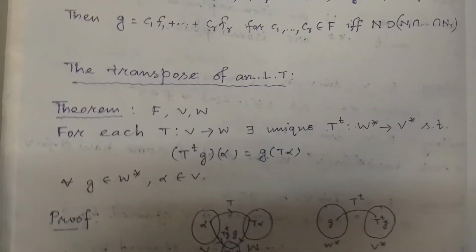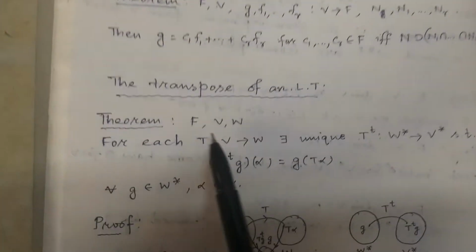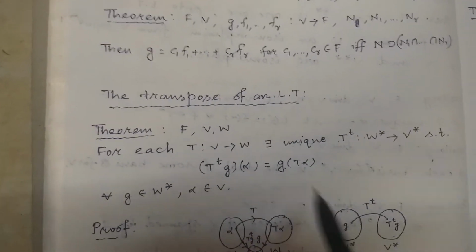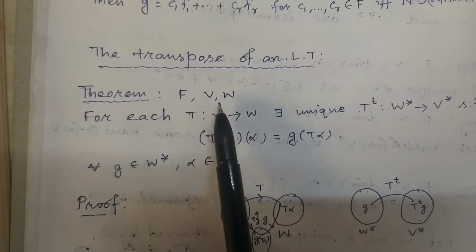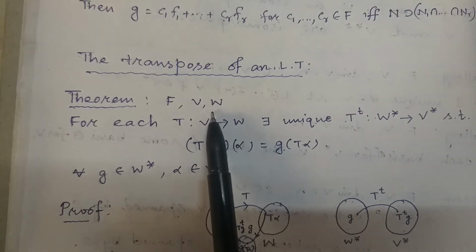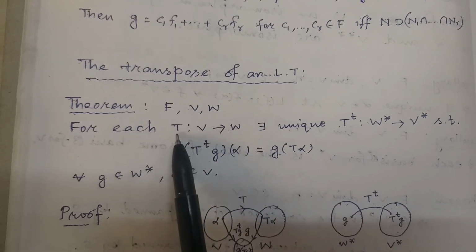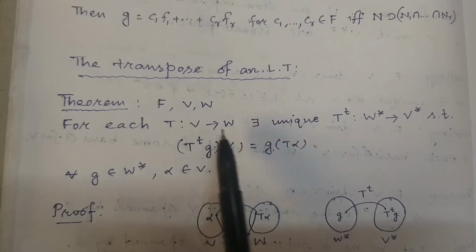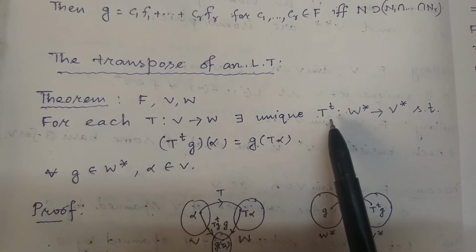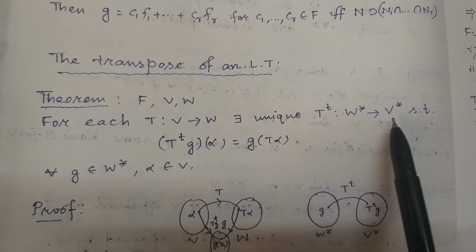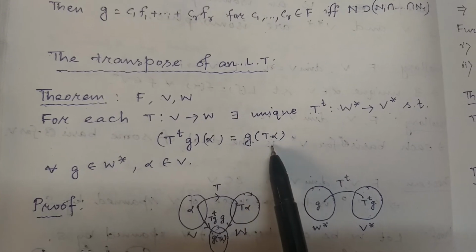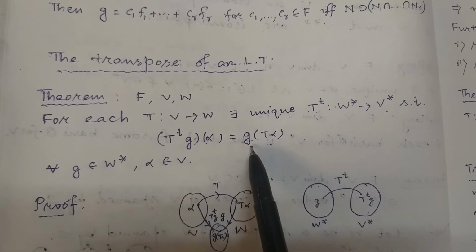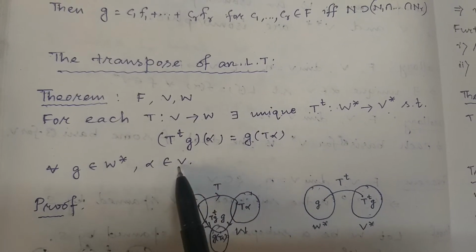Now we'll finish by defining the transpose and proving a theorem. We have heard of the transpose of a matrix. Here we define the transpose of a linear transformation. Let F be a field, V and W two arbitrary vector spaces over the field F. For each linear transformation T, there exists a unique transformation T transpose from W star to V star such that T transpose g of alpha equals g of T of alpha for all g belonging to W star and alpha belonging to V. Be careful.